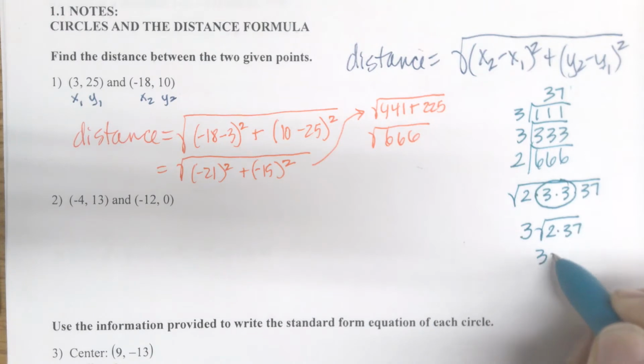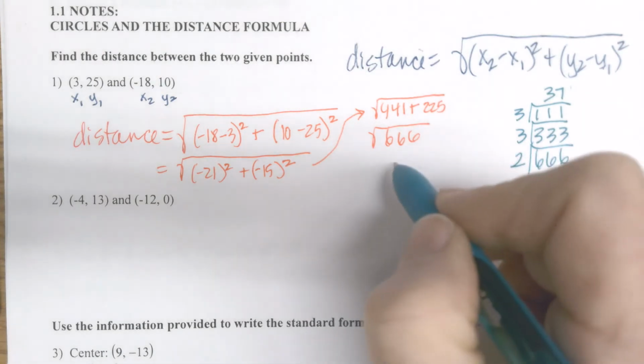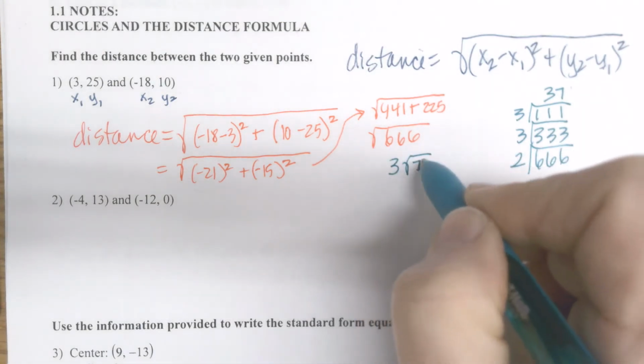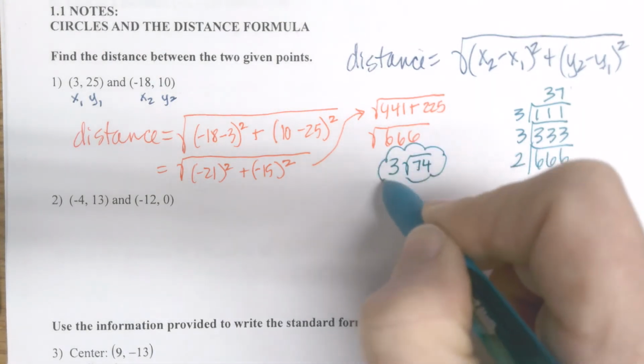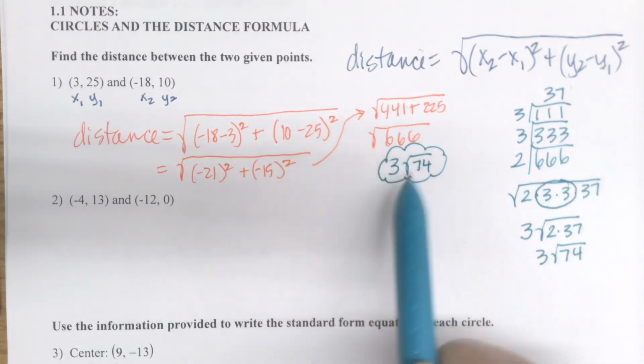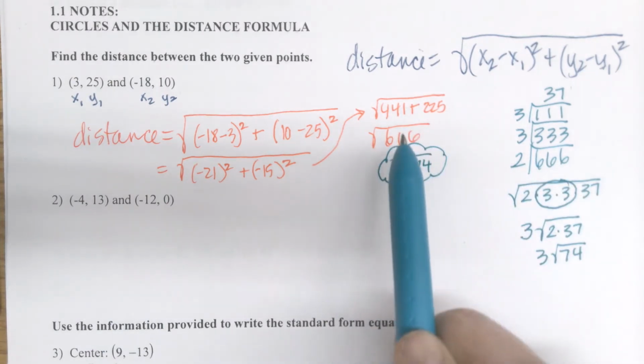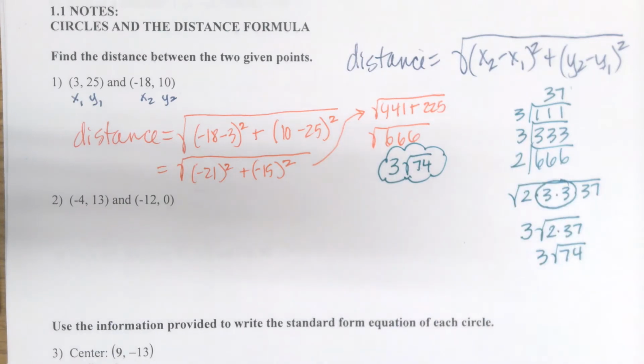So I end up with 3 times the square root of 2 times 37, which is 74. So my final answer, 3 times the square root of 74, would be my simplest radical form. Some of you, depending on the calculator that you have, might have that option. It does it in simplest radical form for you.